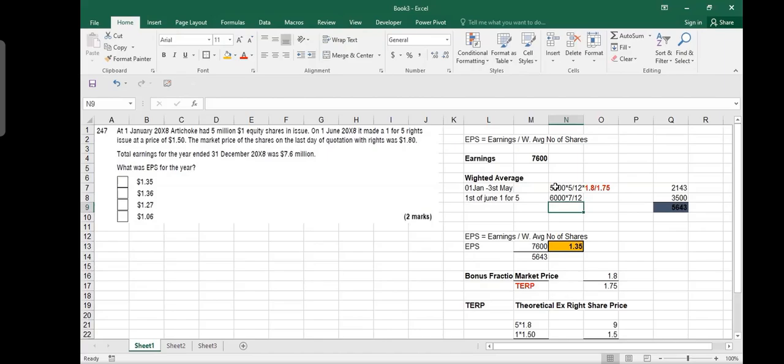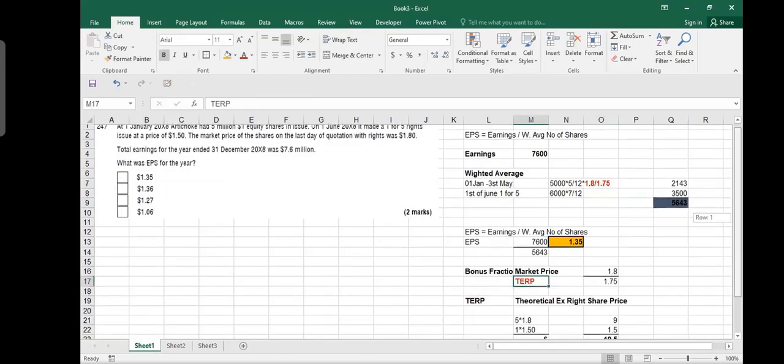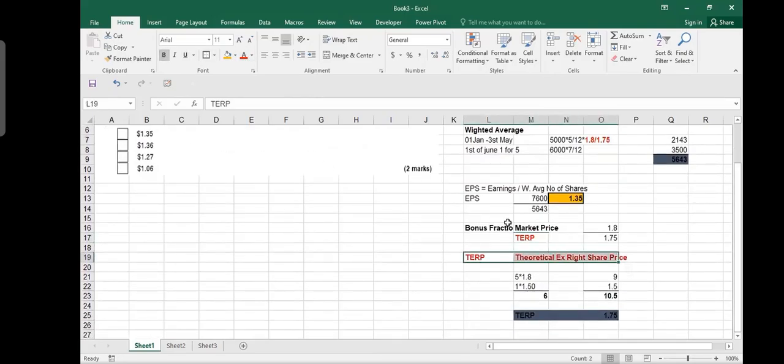Now I need to multiply it with the bonus fraction. And for the bonus fraction, I need to calculate the TERP. So for TERP, I calculate like this. Do you understand my point? Is it clear until here? I still have to tell you.